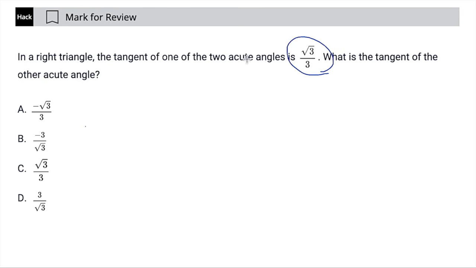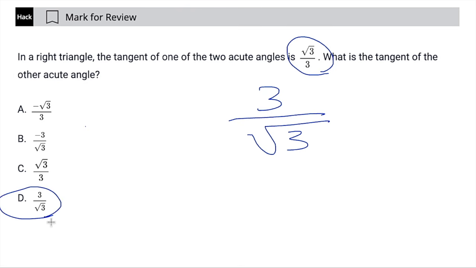So if the tangent of one acute angle is this, the reciprocal is going to be 3 over the square root of 3, or choice D here. So our answer is choice D.